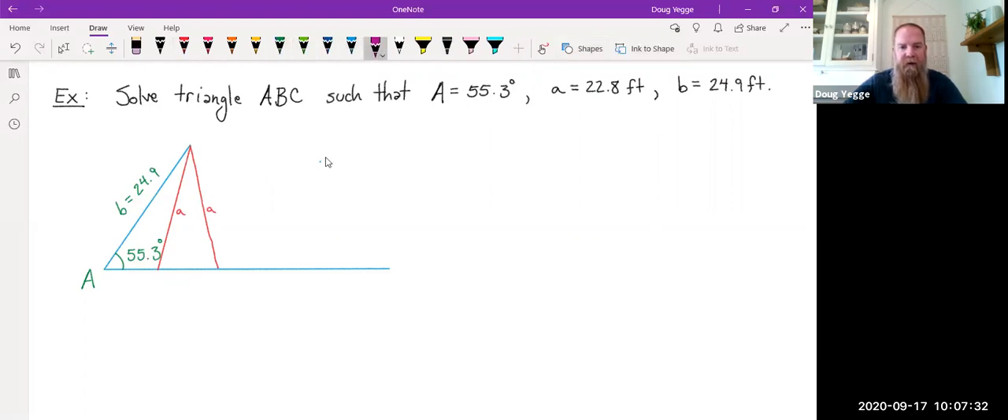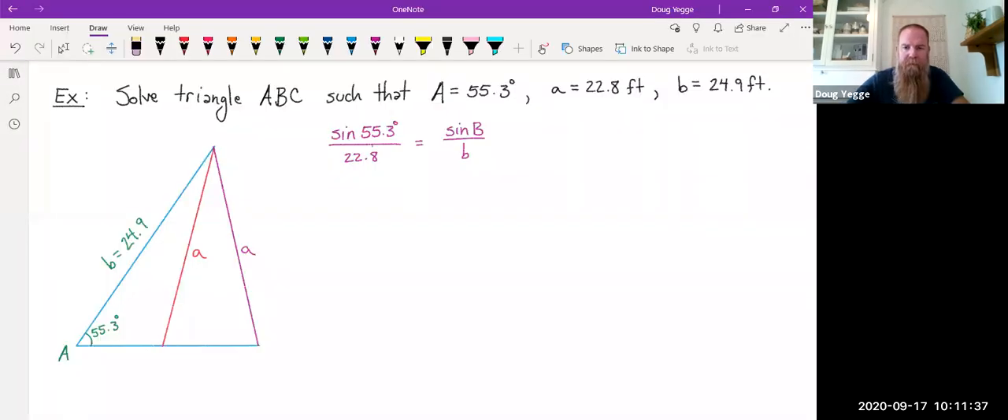So let's write out that the law of sines says sine of angle A, or sine of 55.3 degrees, over its opposite side, which is 22.8, is equal to sine of angle B, which we don't know, over its opposite side, which is side B. Keep in mind, we also know side B, and side B is going to be 24.9. So notice the only unknown again is going to be our angle, in this case B.